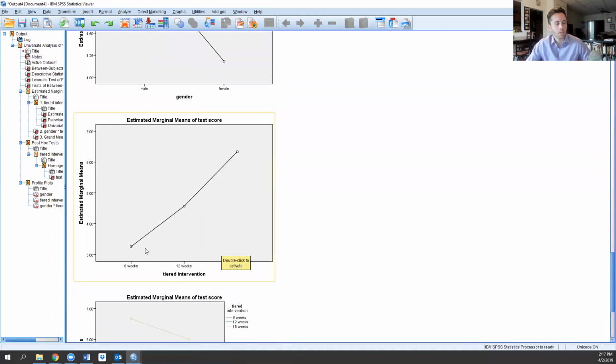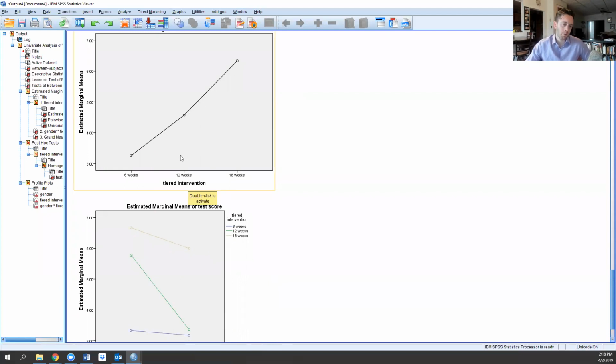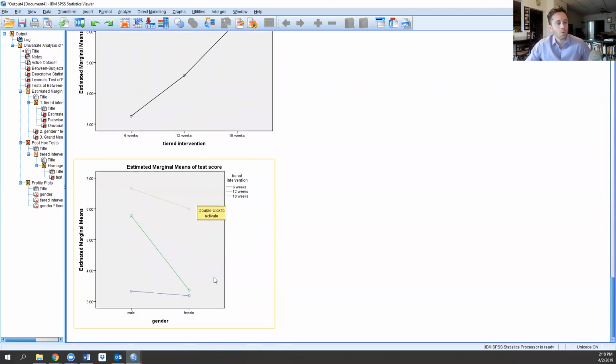We can also see here that with the interventions, and this is not between males and females but for everybody, the scores continue to rise from 6 to 12 to 18 weeks in a fairly linear path. And what's particularly interesting about this last graph is that males compared to females at 6 weeks of intervention were very similar in terms of scores. And also at 18 weeks they were fairly similar, with the females scoring slightly below the males.